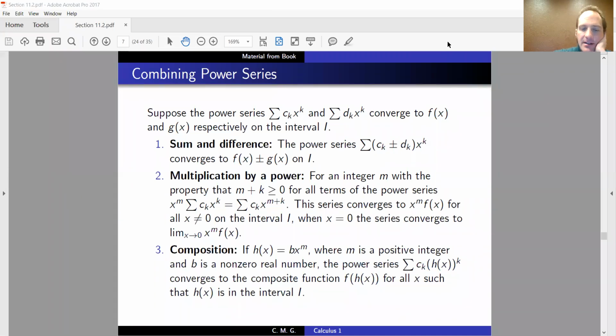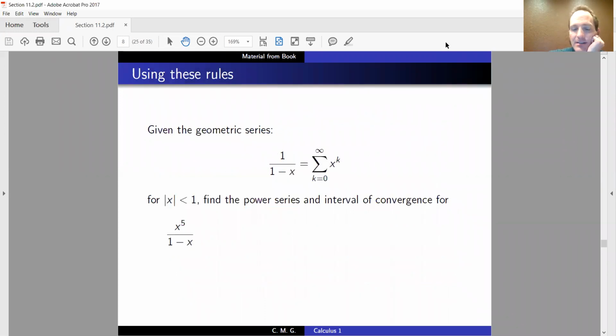Finally, if I have an h of x, which is b x to the m, and m is a positive integer, b is a non-zero real number, then I can take a power series of h of x to the k. So I replace my x in here with h of x to the k, and this is going to converge to the composite function f of h of x for all x where h of x is on the interval. Now this is a little bit tricky, but basically, the nice thing that we get out of this is that we get to combine these power series and maybe find a power series for something that you don't know how to find before.